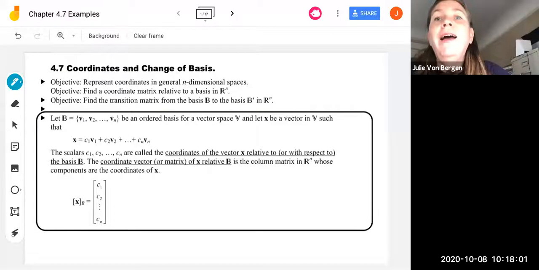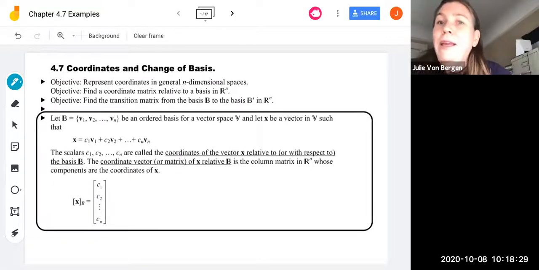In this video, we are studying chapter 4.7, Coordinates and Change of Basis. Our learning objectives for this chapter section are to represent coordinates in general n-dimensional spaces, find a coordinate matrix relative to a basis in Rn, the set of n-dimensional real numbers, and find the transition matrix from the basis B to the basis that we call B prime in the n-dimensional real numbers Rn.